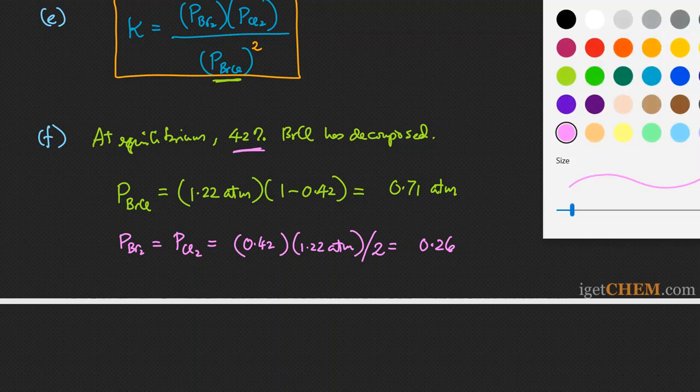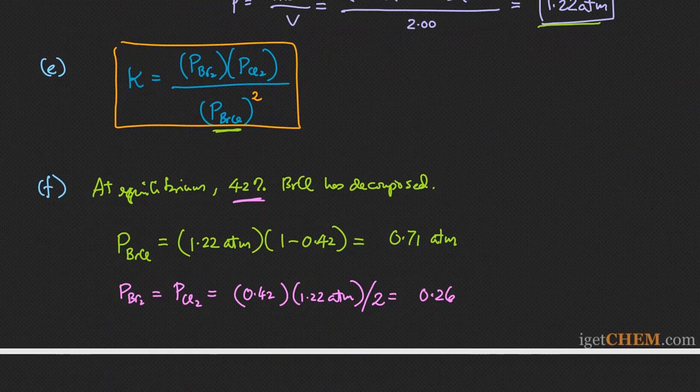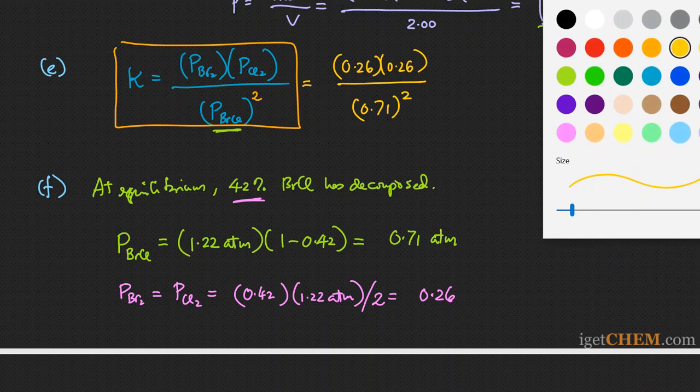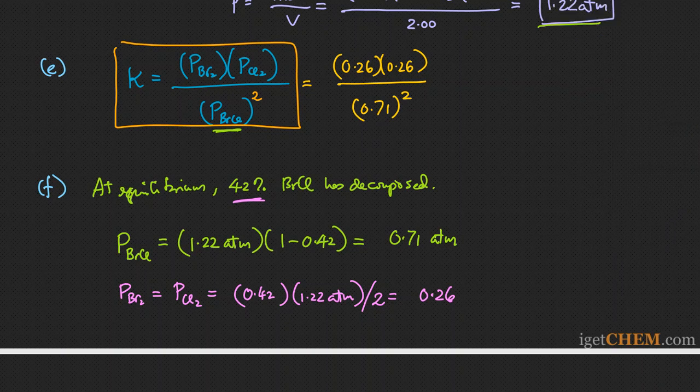And if you do that, you will find that the partial pressure of both Br2 and Cl2 are 0.26 atmosphere. And so finally, if you take those numbers and put them into the equilibrium expression, then you can calculate the value for the equilibrium constant. So this is 0.26, 0.26, and in the bottom we have 0.71, but do not forget about this 2. So after you put everything in, you see that K turns out to be 0.13.